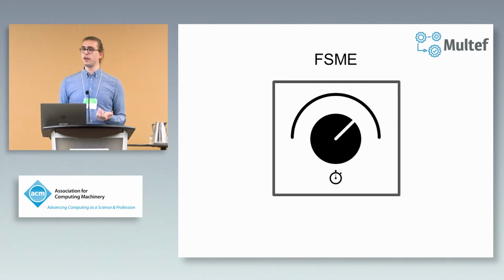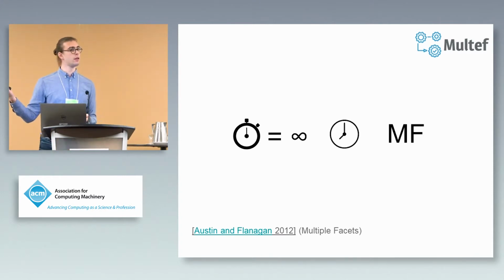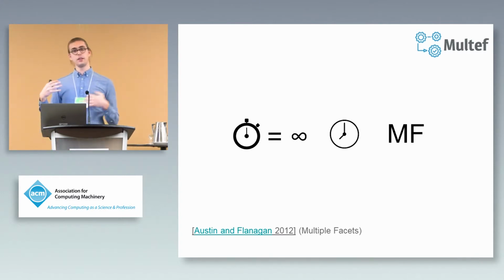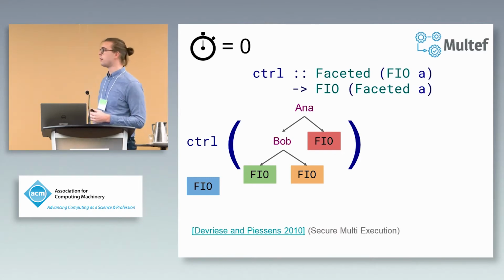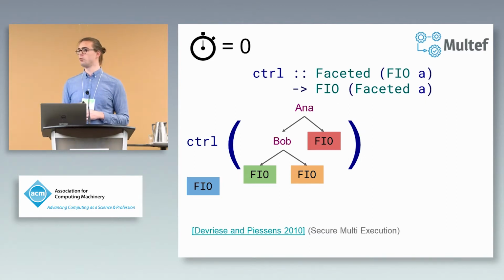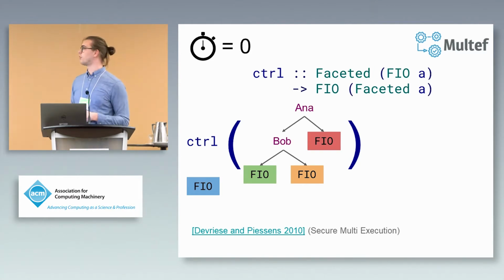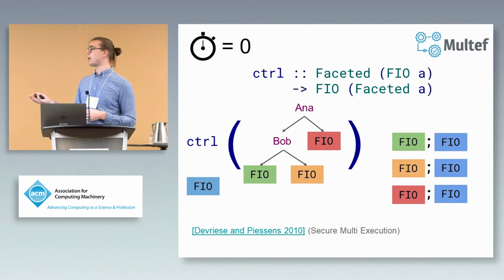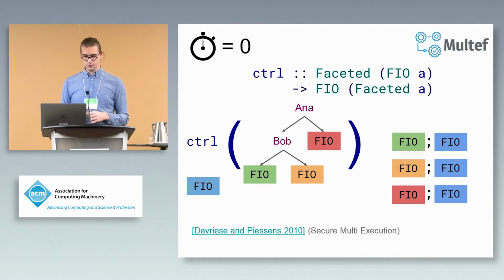Okay. What does this mean in the extreme cases? Well, the first one we've already seen, that's when we set the timer to infinity. We have these termination attacks, and this corresponds exactly to something in the literature called multiple facet semantics. Okay. This is one of the previous approaches that I mentioned. Now, curiously, if we set the timeout to 0, we also subsume a previous approach called secure multi-execution. What FSME does under these circumstances, I should say, is just launch everything in parallel and copy up the rest of the program into every thread. Okay, makes sense? Good.